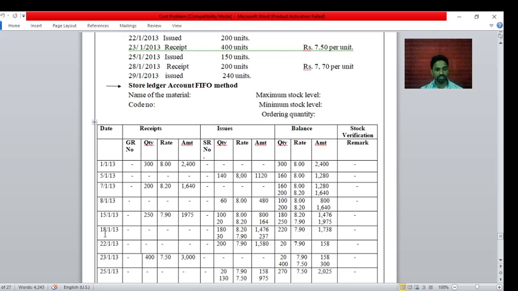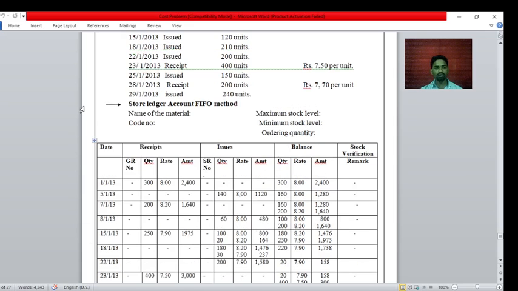Okay, so again on this date we have to maintain the balance. On the earlier date we took 180 units, as well as from this 250 units we took 30 units. The remaining will be 220 units at the rate of 790. The total amount will be 1738. Okay, so on this date it is finished.